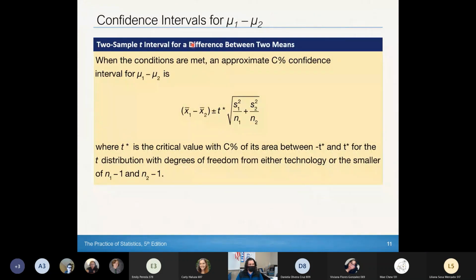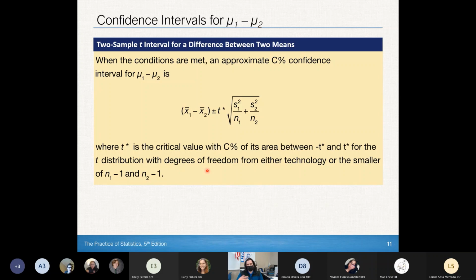So we now have our confidence intervals for mu1 minus mu2. When the conditions are met, our random, 10%, large normal or large sample, an approximate C% confidence interval for mu sub 1 minus mu sub 2 is the difference of the sample means, x bar 1 minus x bar 2, plus or minus t star, our critical value, times the square root of the variance of the first sample divided by n1 plus variance of the second sample divided by n2, where t star is the critical value with C% of its area between negative t star and positive t star for the t distribution with degrees of freedom from either technology or the smaller of n1 minus 1 and n2 minus 1.